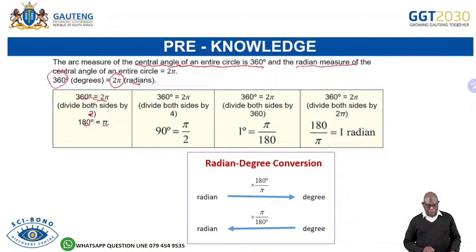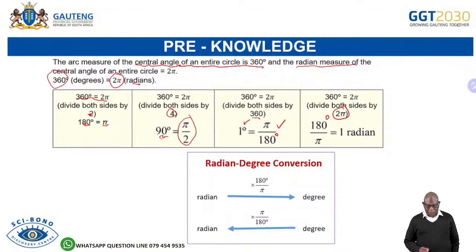If I divide by 4 on both sides, I'll get pi over 2 is 90 degrees. If I divide both sides by 360, I'll get 1 degree equals pi over 180. If I divide both sides by 2 pi, I'll get 180 degrees all over pi. So this is in degrees. Okay, so if I want to convert, this is very, very important. Everyone must get these questions, because in a question paper you find that there are 2 or 3 questions that ask you to change from degrees to radians and radians to degrees.